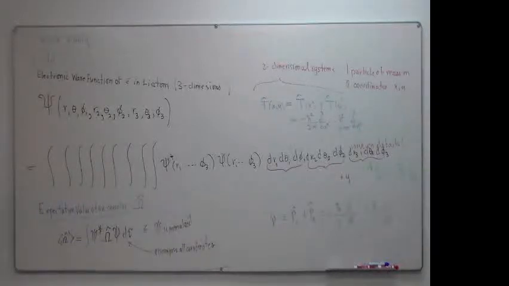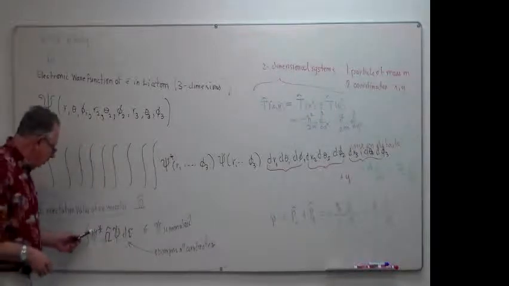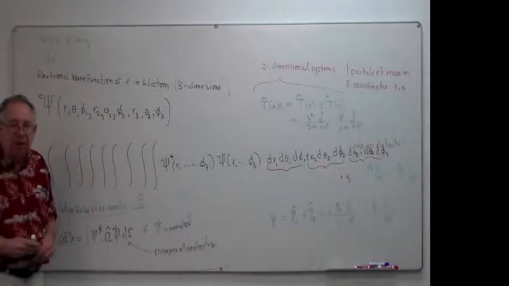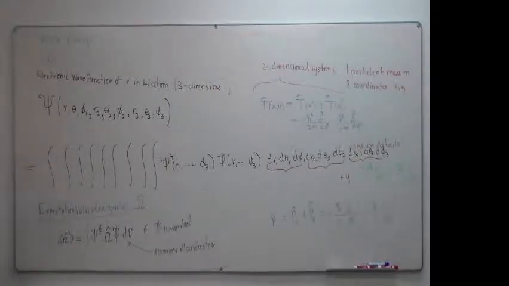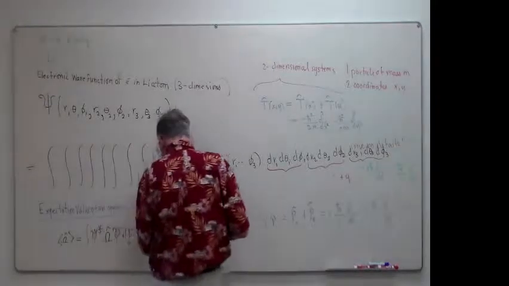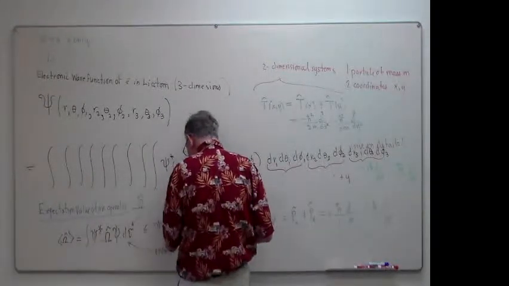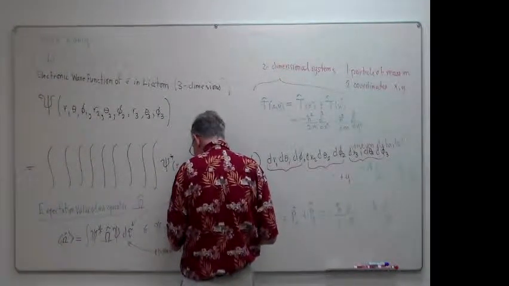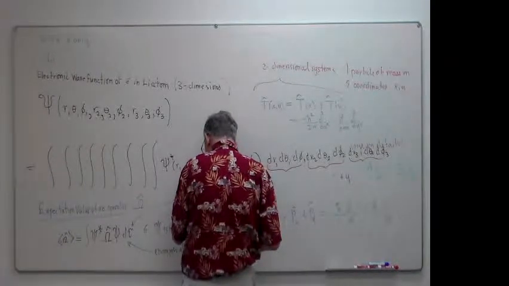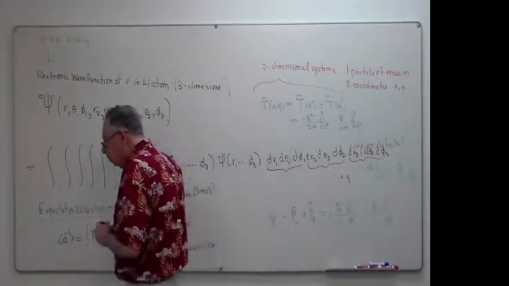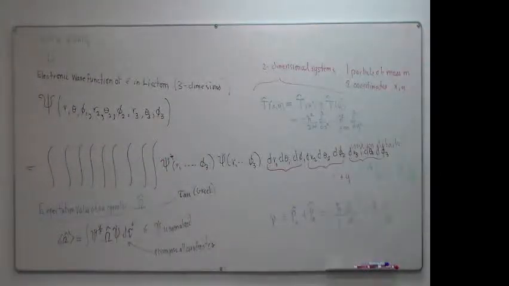So the expectation value is, if you have normalized wave functions, you integrate the wave functions with respect to the operator, wave function d tau. This is the Greek symbol tau. Okay?